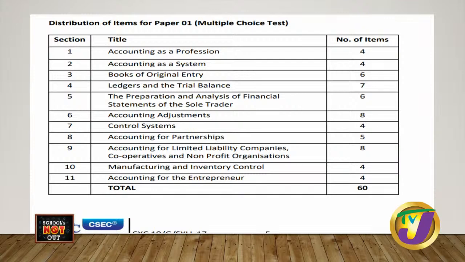And they give you the information so that you have an idea. You know what you're going into. If you can remember too, I did manufacturing accounts with you some time ago. If you look at section 10, we're expecting to see 4 multiple choice questions. You have to spend some time now and study or examine this distribution of items for paper 1, our multiple choice test.